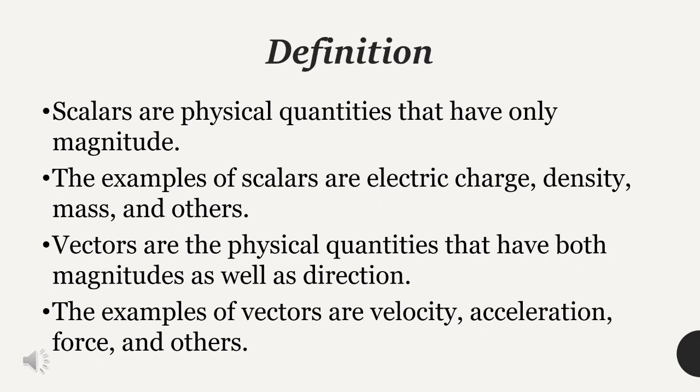Definition: scalars are physical quantities that have only magnitude. Examples of scalars are electric charge, density, mass, and others. Vectors are physical quantities that have both magnitude as well as direction. Examples of vectors are velocity, acceleration, force, and others.